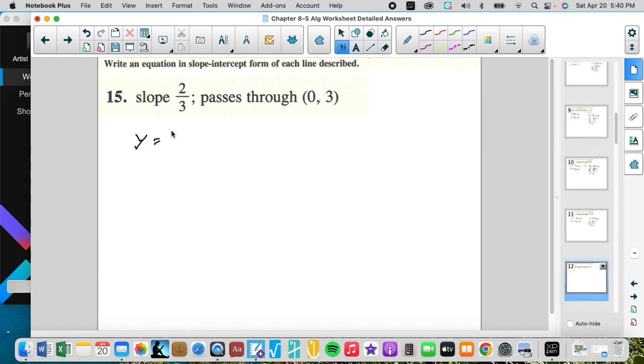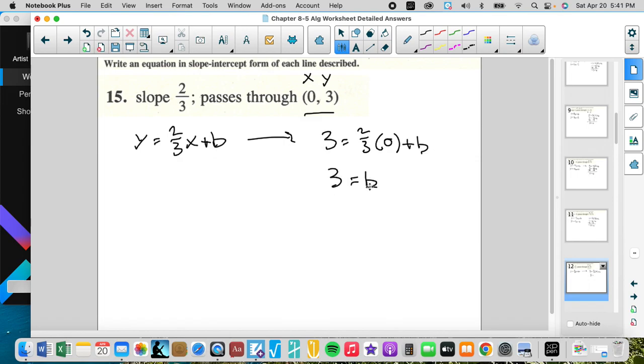y equals 2/3 x plus b. Let's solve for b by plugging in the x and y of a point, because there are an infinite number of points I can plug in. I'm only provided one, so it passes through this, so I know that it's a solution for this equation. So that's why we're plugging in these values, and we get 3 equals b.